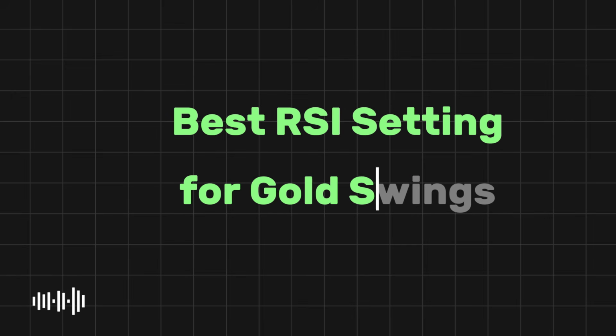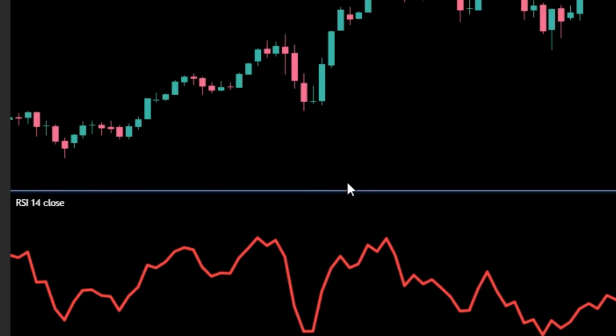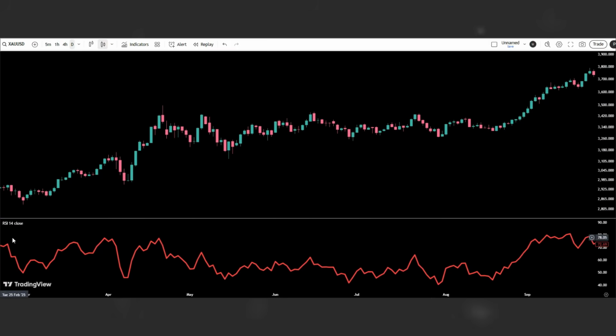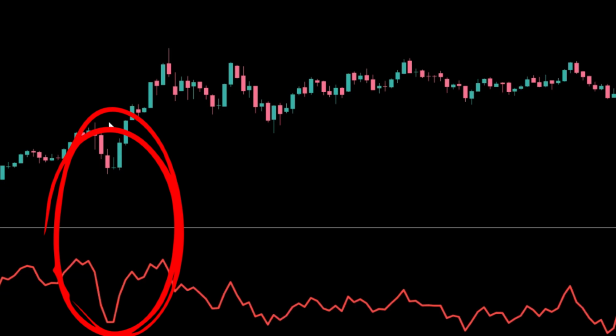Best RSI setting for gold swings. Now let's talk about the most important RSI setting, which is the RSI period. Most trading platforms use RSI 14 as the default setting. RSI 14 is not bad. It works, but it's simply average. For gold swing trading, RSI 14 gives balanced signals, but it often reacts a bit too fast, especially during volatile gold sessions. This fast reaction can easily lead to emotional entries and early exits.